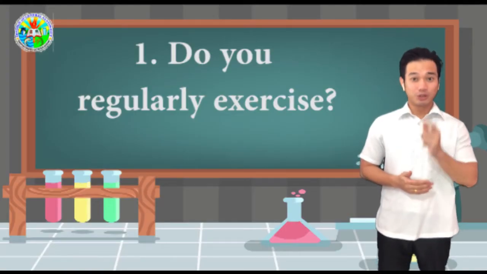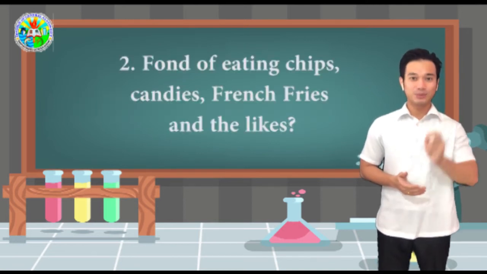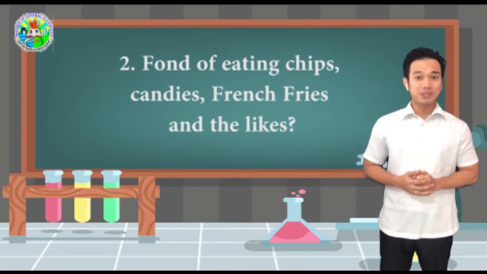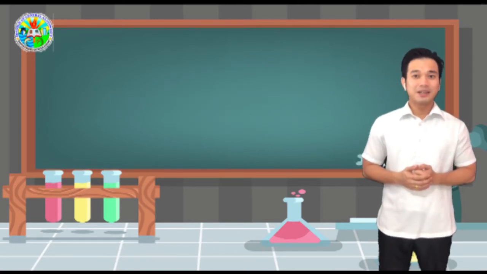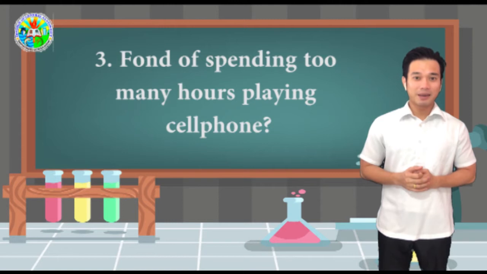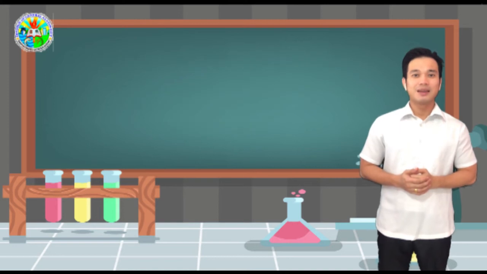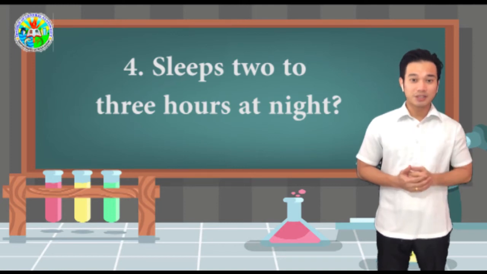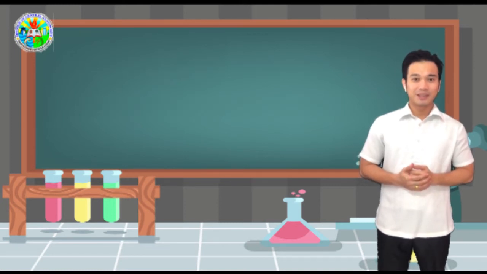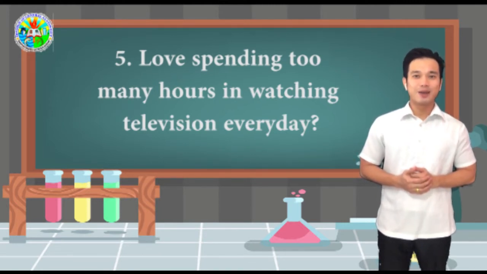Number 1. Do you regularly exercise? Number 2. Fond of eating chips, candies, french fries, and the likes? Number 3. Fond of spending too many hours playing with the cell phone? Number 4. Sleeps 2 to 3 hours at night? Number 5. Loves spending too many hours watching television every day?